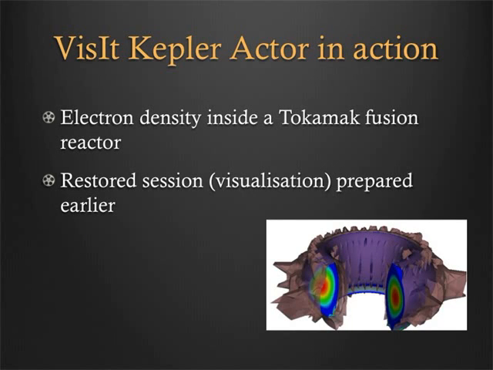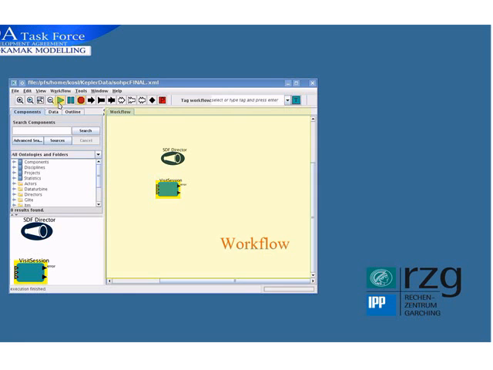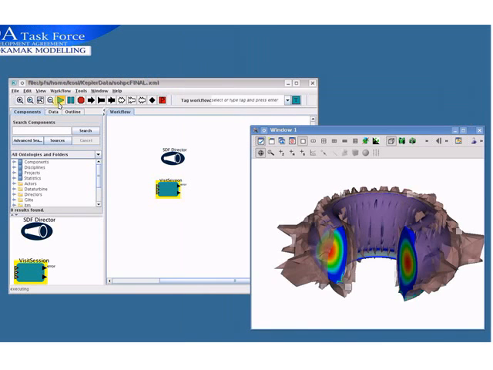The first one will be visualizing electron density inside a tokamak fusion reactor, the picture you've seen earlier already. What happens here is the actor will restore a session, or a visualization, that has been prepared earlier. Highlighted, you can see the workflow. There is the director, and there is the actor, the Kepler Actor that I made. As the play button is pressed, the actor is fired, visualizing the tokamak. Note that all the input parameters, such as the session or the database names, have been specified for the actor.